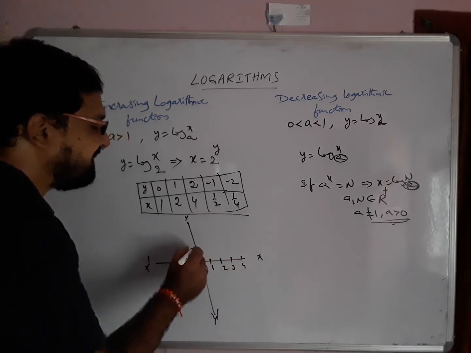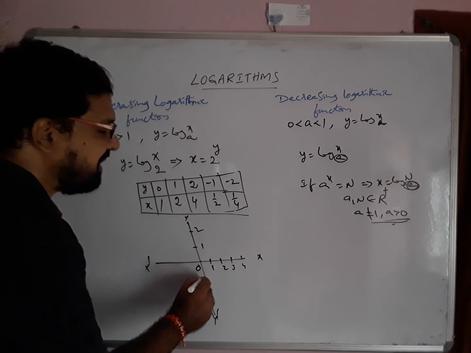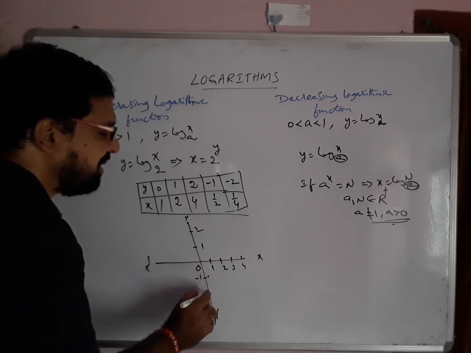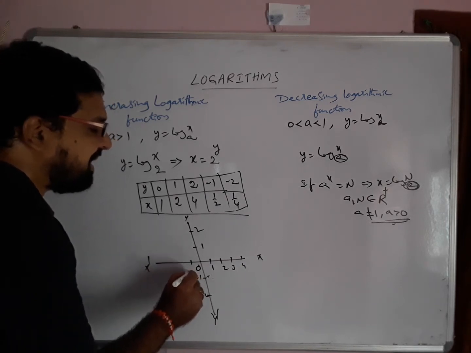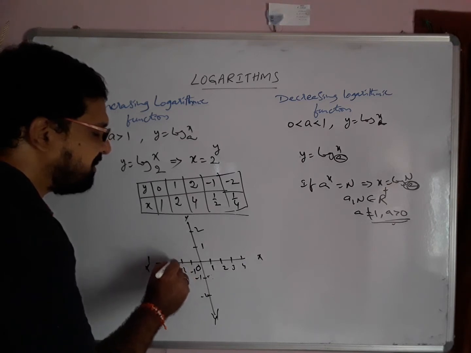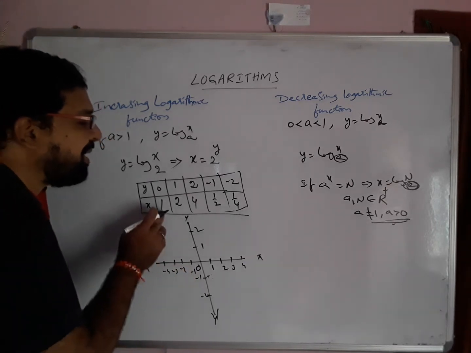So here this is 1 and this is 2 on the positive x axis, and this is the negative x axis: minus 1 as well as minus 2. Here I am going to write for our convenience. So this is the negative x axis: minus 1, minus 2, minus 3 as well as minus 4. So the first point is 1 comma 0.